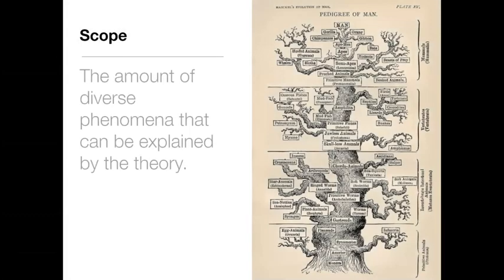Scope. So again, the amount of diverse phenomena that can be explained by the theory. So, right, developments in biology or zoology. The more we understand and the wider the scope, the more robust our explanations are going to be.